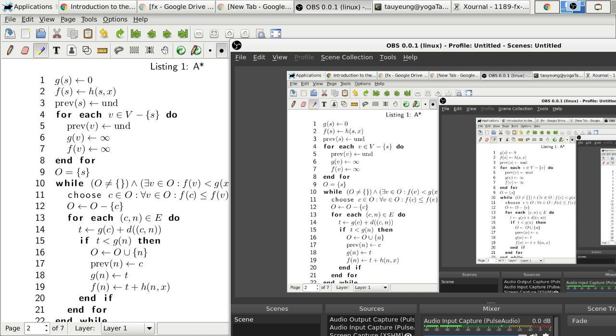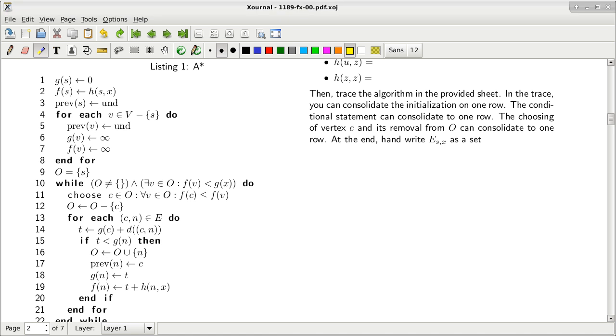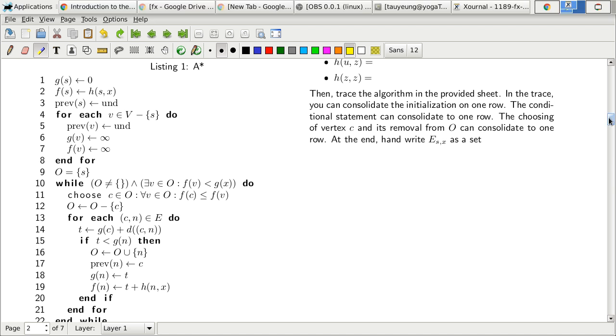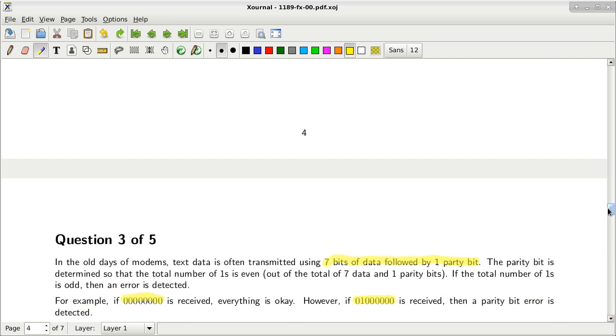And let me get the non-essential items out of the screen first. All right. So the question number 4, let's go back to number 4 and read the question.